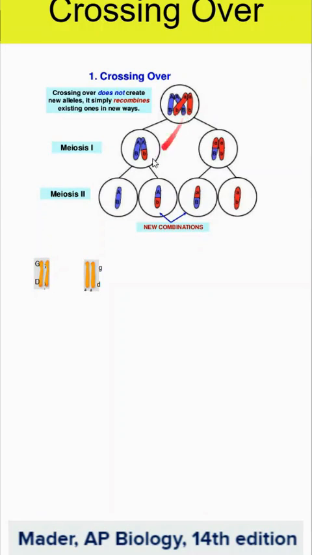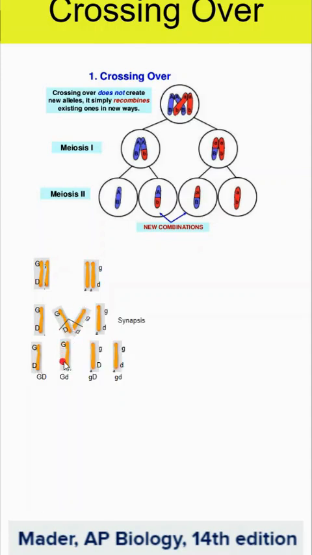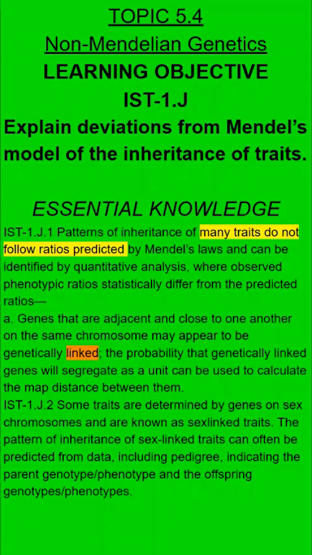Again, during synapsis, we can swap some of these genes to create new combinations of alleles. So if this is a dominant, like big G, big D, through this crossing over, we can end up with a big G and a little d, and a little g and a big D here. So then we bring back these different recombinations or new combinations of alleles that already exist, and that's where we get our recombinant and slightly different expected ratios. Many traits do not follow Mendelian predicted ratios, including linked traits.